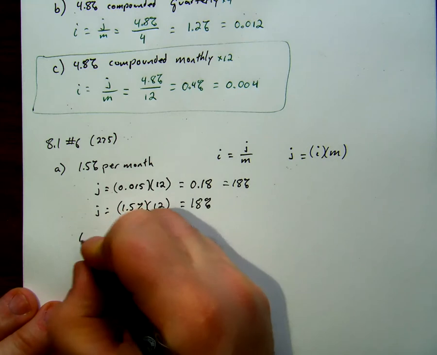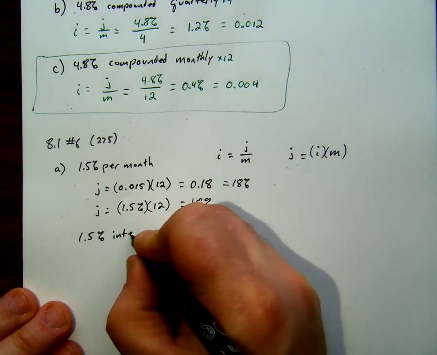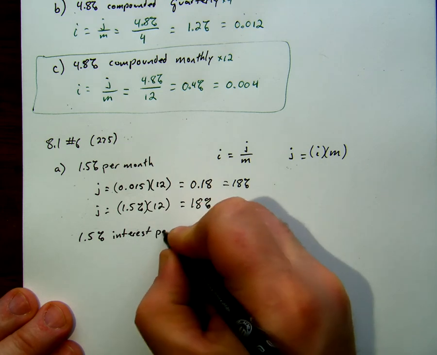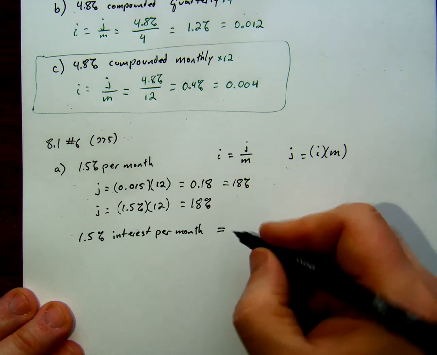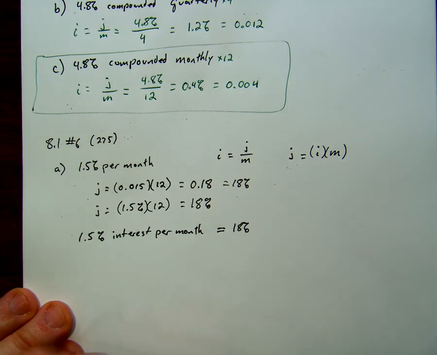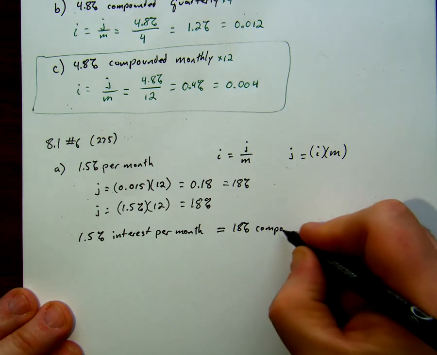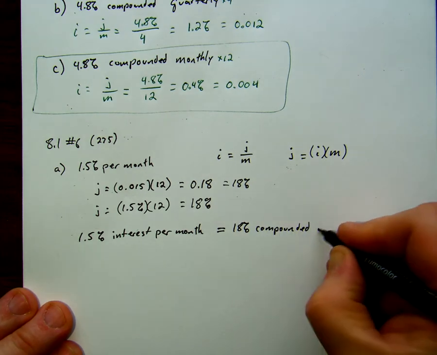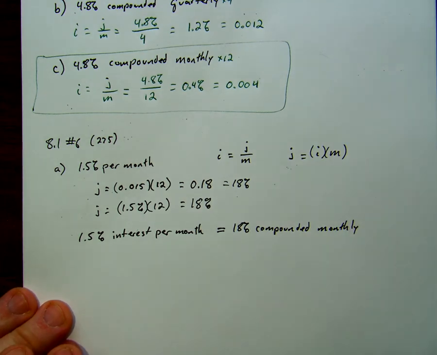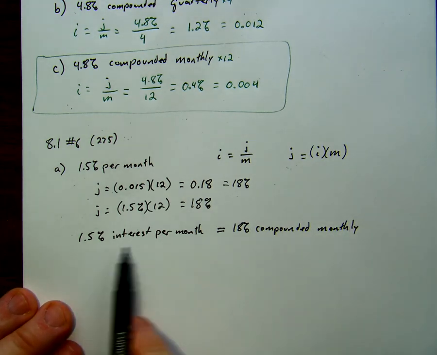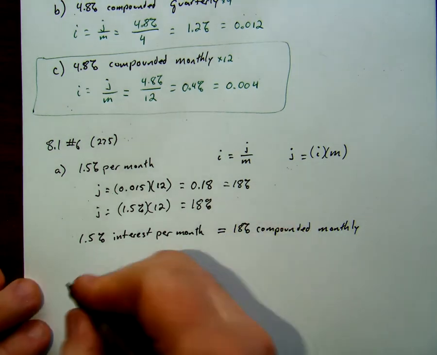So we can say 1.5% interest per month is equivalent to an 18% annual rate compounded monthly. It's the same rate. So 18% compounded monthly is the same as 1.5% interest per month. Take a look at question B.